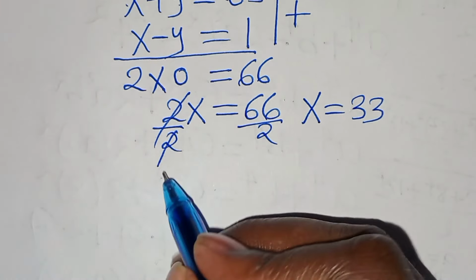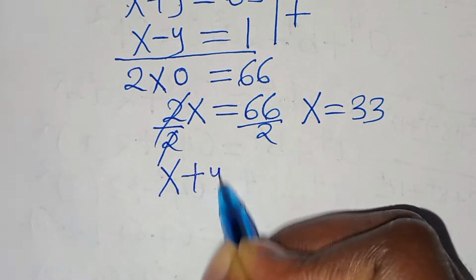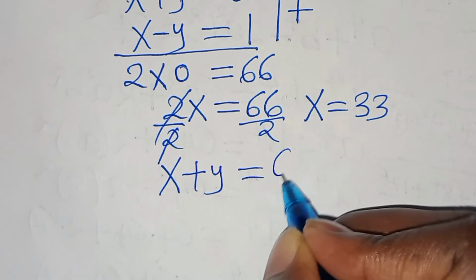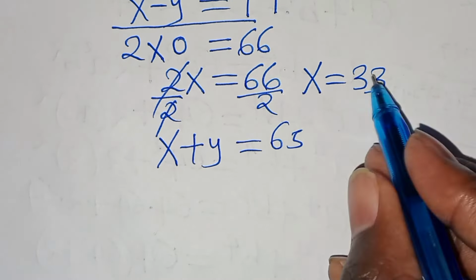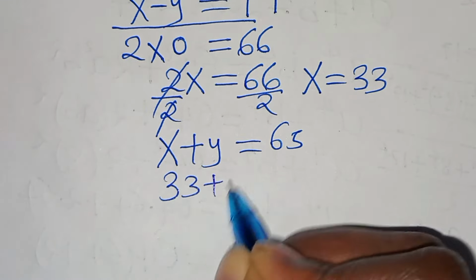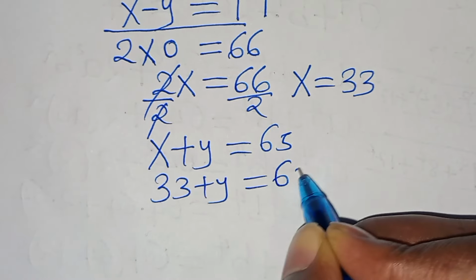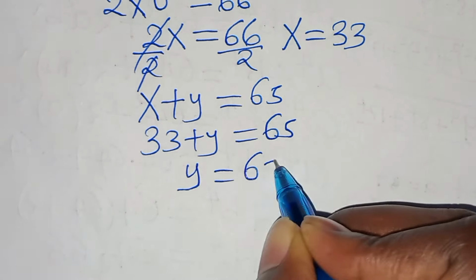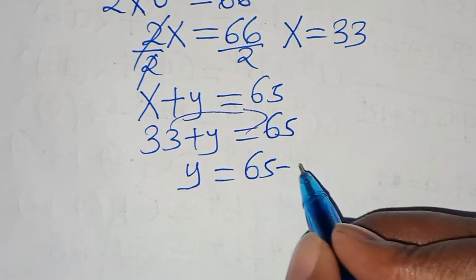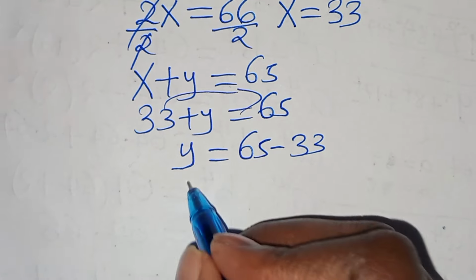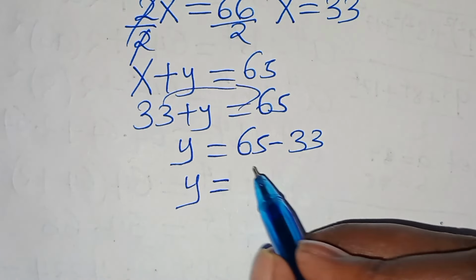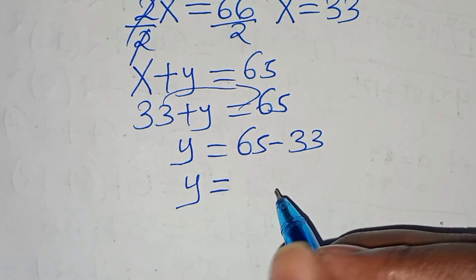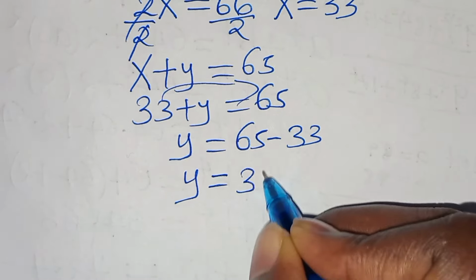Let's solve for the corresponding value of y. We have x plus y equal to 65, and since x is 33, 33 plus y is equal to 65. So now y is equal to 65 minus 33, and this is equal to 32.